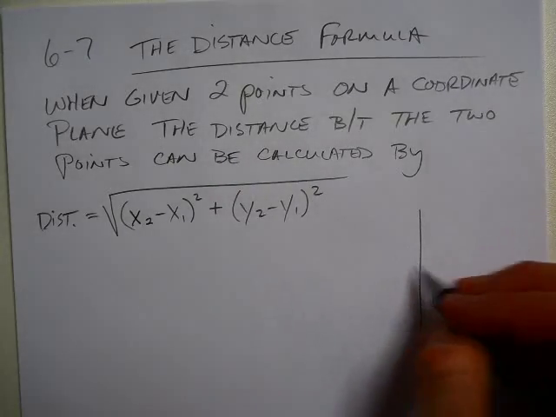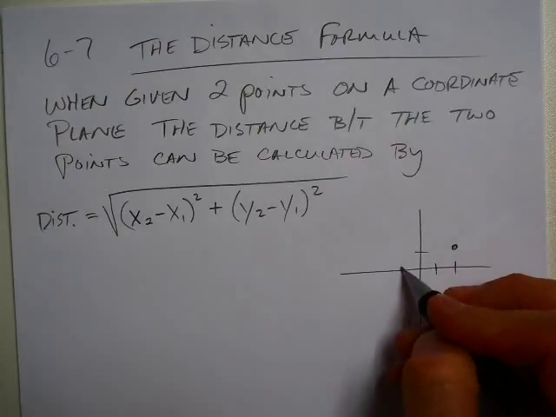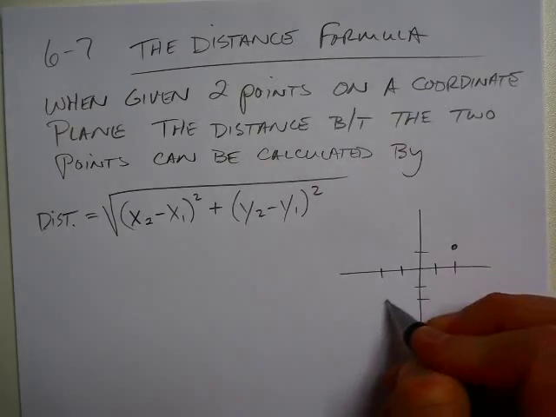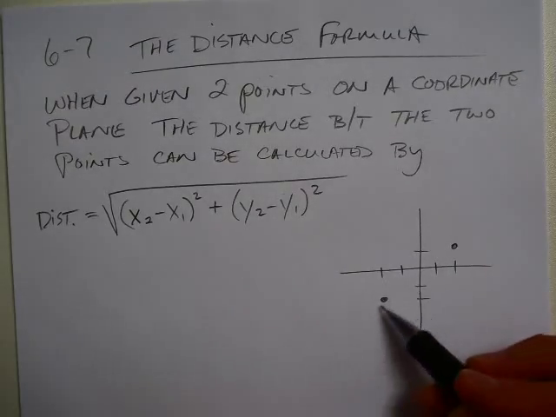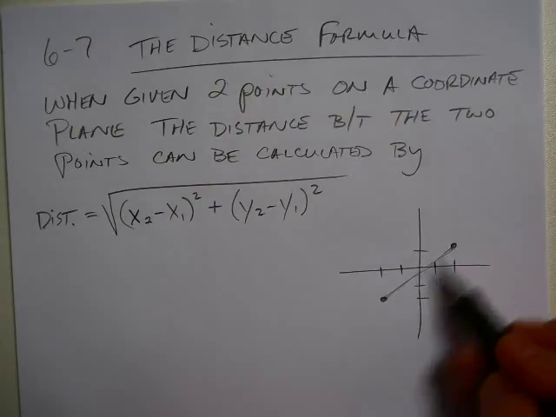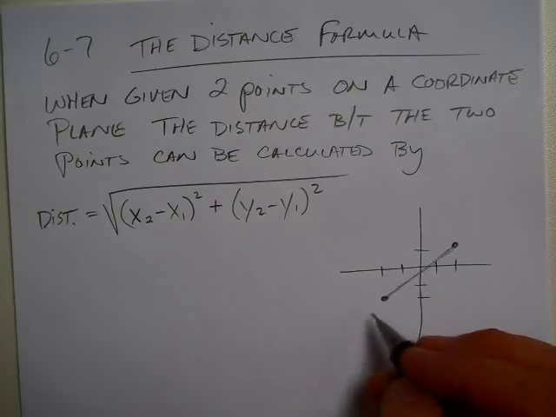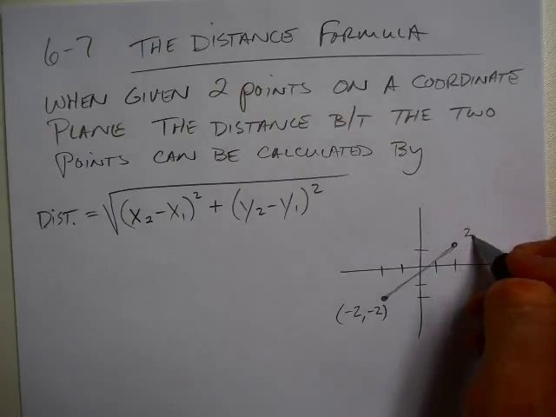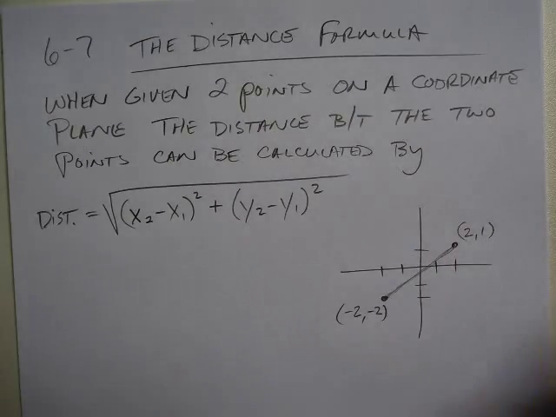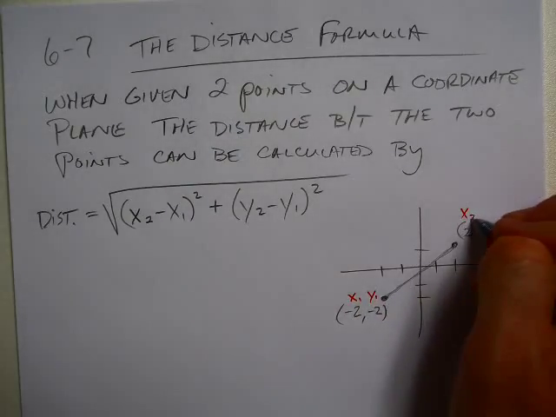So let's say I have a point at 2, 1, and I have another point at -2, -2. Okay? And I want to find the distance between these points. How long is the line between those 2 points? So I've got this point, I've got this point. Let's call this x sub 1, y sub 1, and this x sub 2, y sub 2.